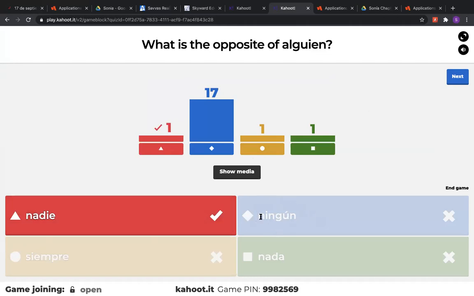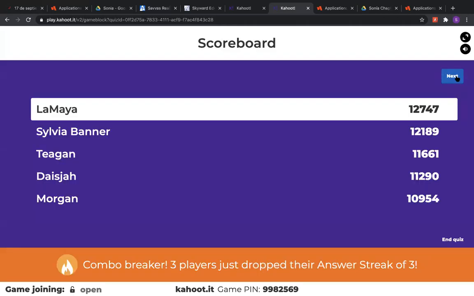Ningún, good try. It is a negative word. It means nothing, okay? So just be careful. Those are two of your vocab words. So go back and look at those two if you need to. Siempre means always and nada means nothing. See how that affected things. Oh, actually not that much since everybody missed it.